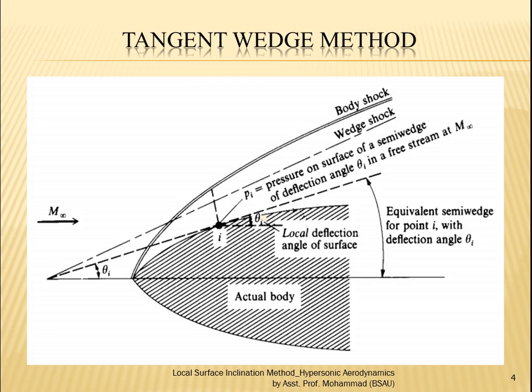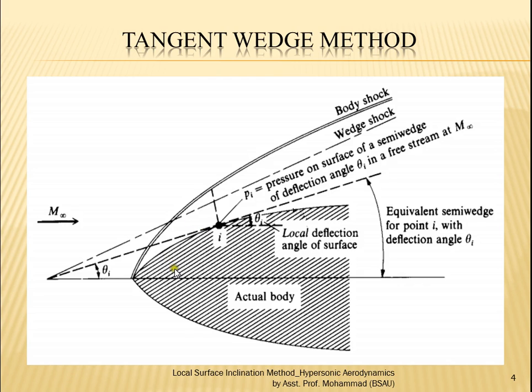Now if we can assume that both situations are the same, whether the change is abrupt or gradual, if these two are very close and almost the same, then the pressure available at this particular location in the case of the wedge will be the same as the pressure available in the case of the actual body. That's the concept we normally follow in the tangent wedge method. So we find a tangent and then assume this tangent to be a wedge, and then we find the shock available, and then we find the pressure here. We can find this at different locations, and after that we can plot it, and then we will get the total pressure distribution over the surface.